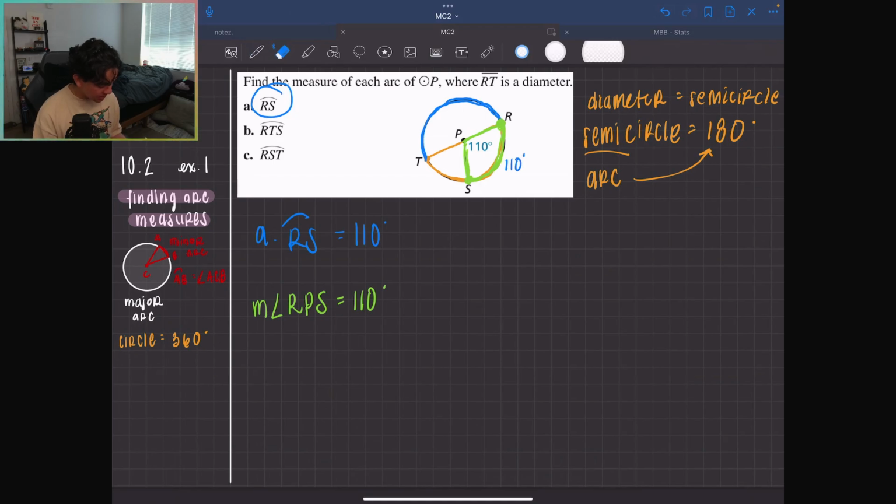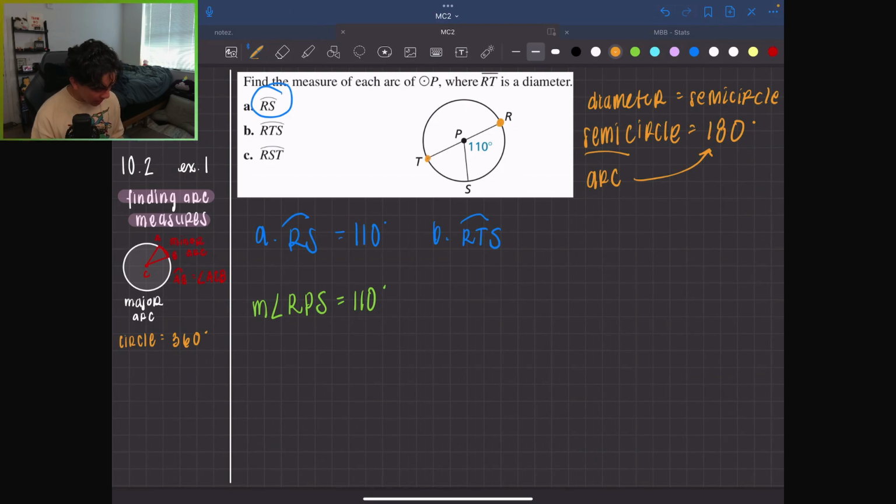B says to find the measure of arc RTS. So let's go see where RTS is. Let me go ahead and erase all of this. RTS, so let's follow along. So R, T to S. So we're taking a look at this arc right over here.